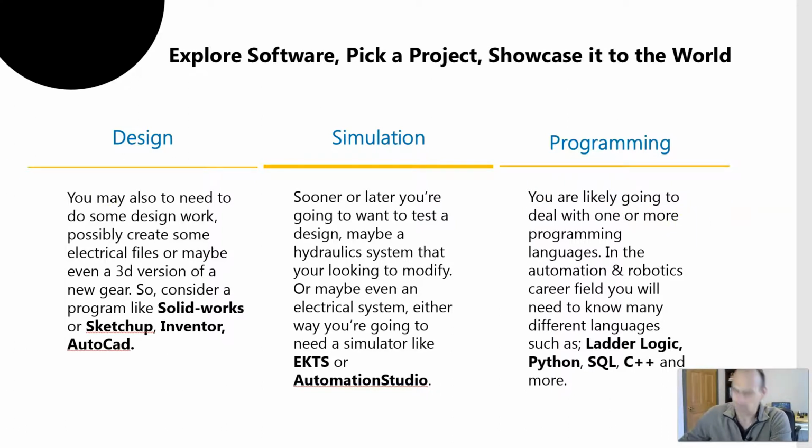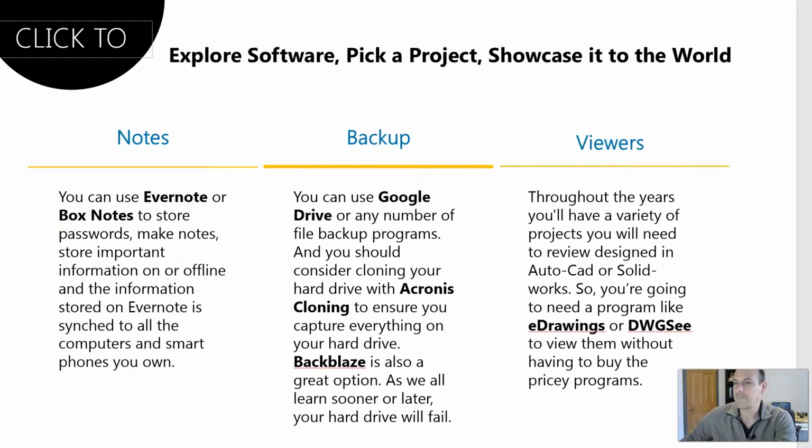All right. So what I say is write down these categories, review this video, play around with some of these softwares, and say, what software do I want to take to get competent in design? So AutoCAD, right? I want to draw some prints and I want to do some simulation. You have that option. Programming, you already know where we're going there. But I wanted to broaden your mind beyond just ladder logic. You've got Python, SQL, C++, computer science type softwares, right? Notes, very important. Backup, viewers, etc.